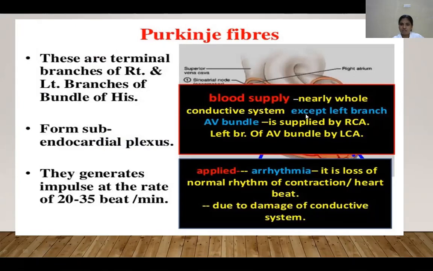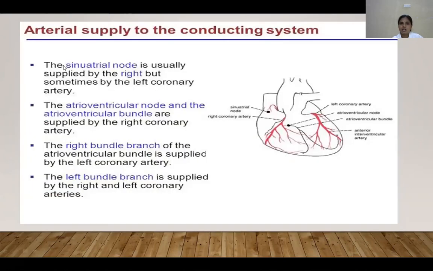So what is the blood supply? Nearly the whole conducting system, except the left branch, is supplied by the right coronary artery, whereas the left branch of the AV bundle is supplied by the left coronary artery, sometimes by both right and left coronary arteries. So what is the blood supply of the conducting system? The sinoatrial node, AV node, and most of the parts are all supplied by the right coronary artery. Sometimes the left coronary artery supplies only the left branch of the AV bundle.